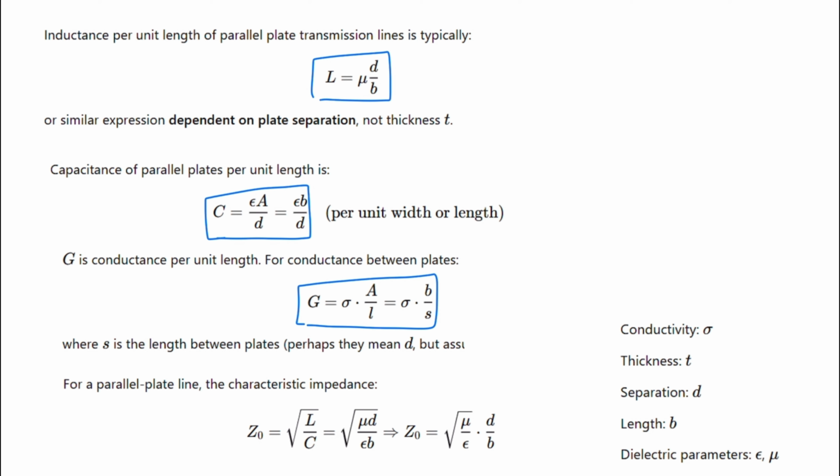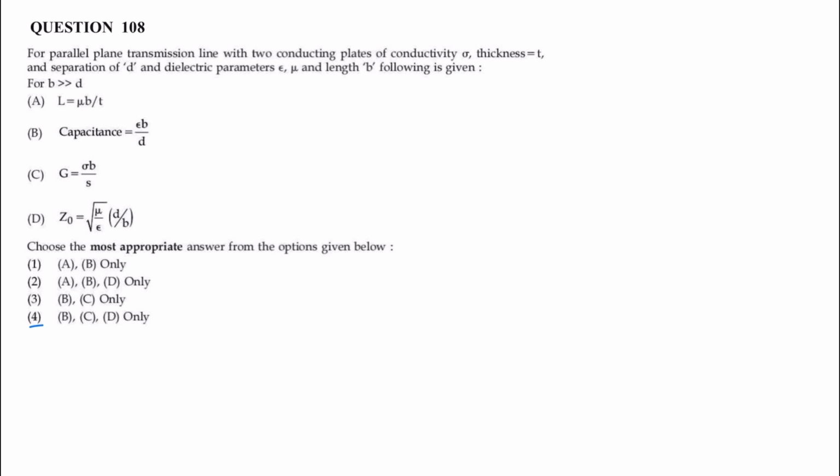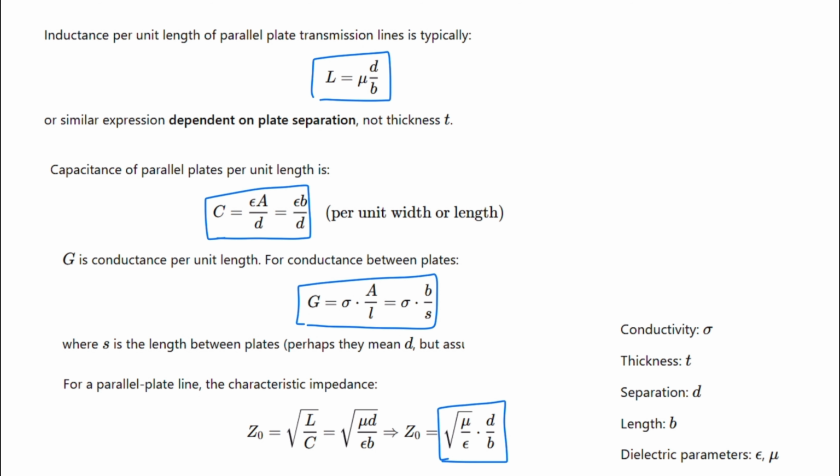For parallel plate line, characteristic impedance Z0 is square root of mu by epsilon times D by B. So these are the formulas. Correct answer is option A. Statement A is incorrect because inductance L is equal to mu D by B.